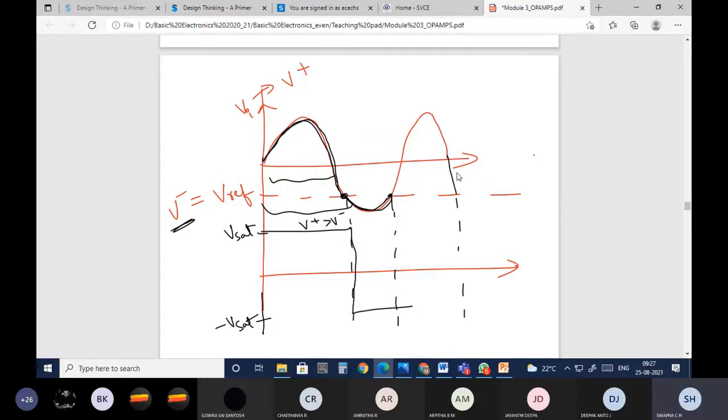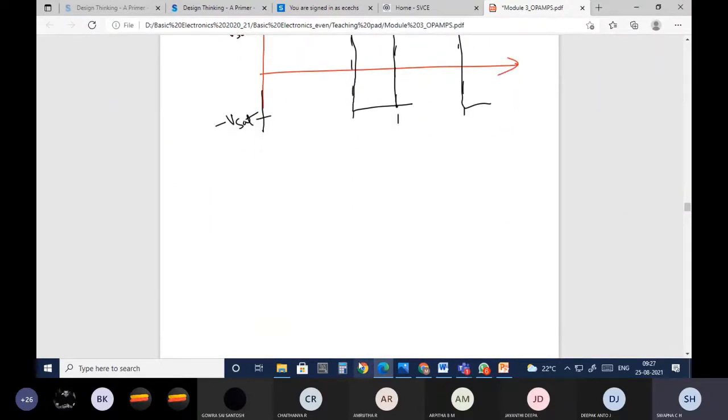Again from here to here it will be plus V saturation, minus V saturation. This is how it goes on. Okay, so this is what the non-inverting comparator's output looks like when the reference voltage is negative voltage. Okay, so these are related to the comparator. Now I have some problems to solve. So note down the problems.